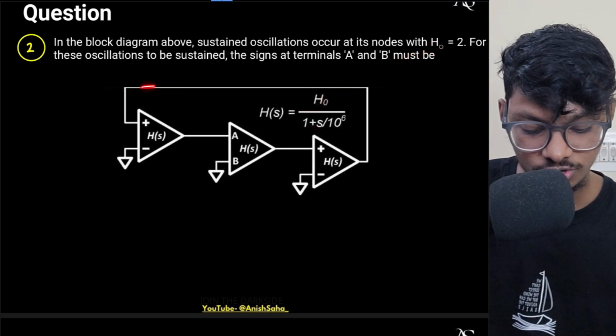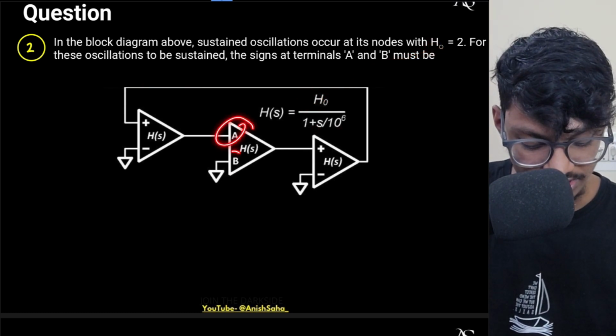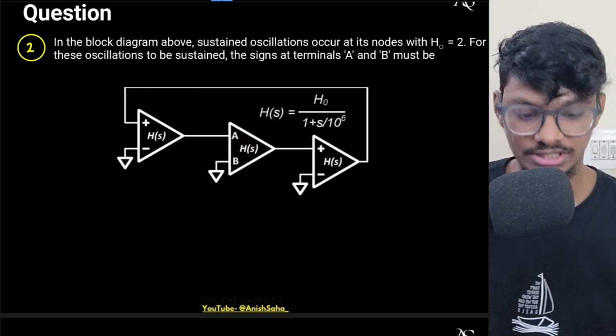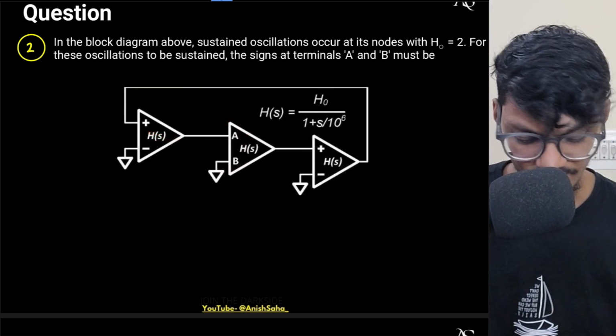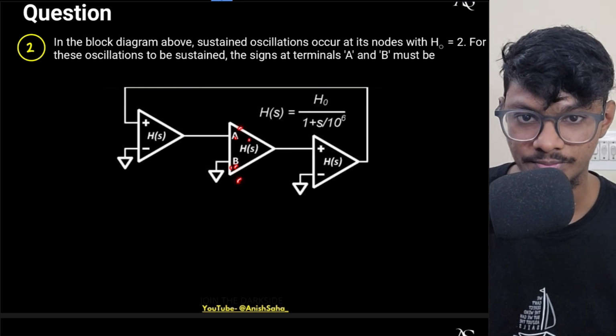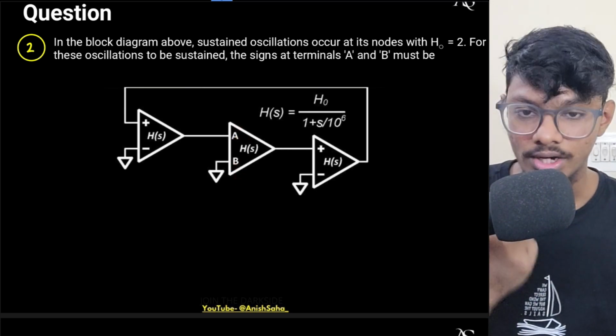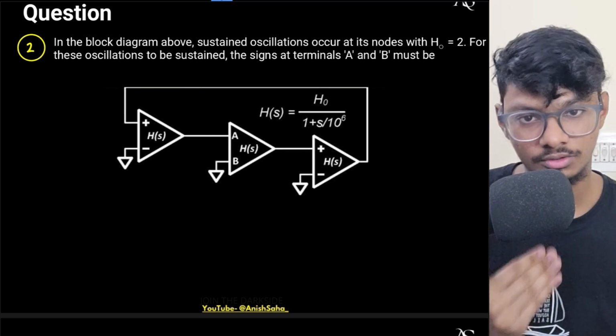For these oscillations to be sustained, the sign at the terminals A and B must be, what should be the signs at the terminals A and B? So if you see it as everything is symmetric, you will say A and B must be also plus minus. Okay, just everything is symmetric, but it's not the case. What are they exactly asking? Have you understood the question or not?